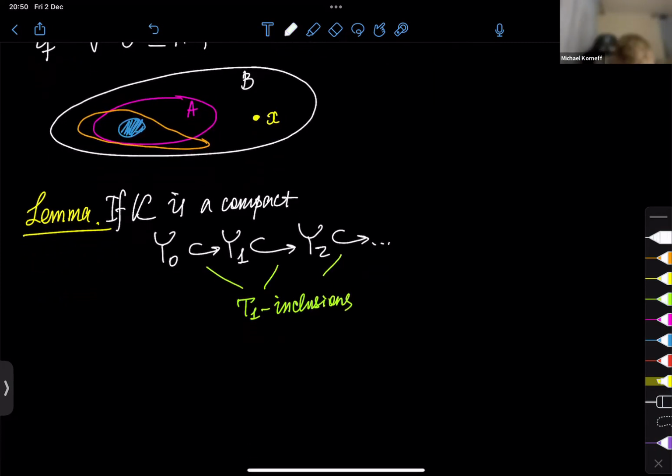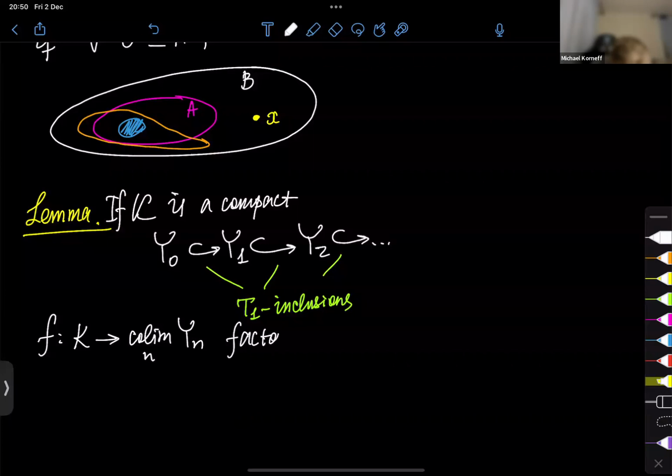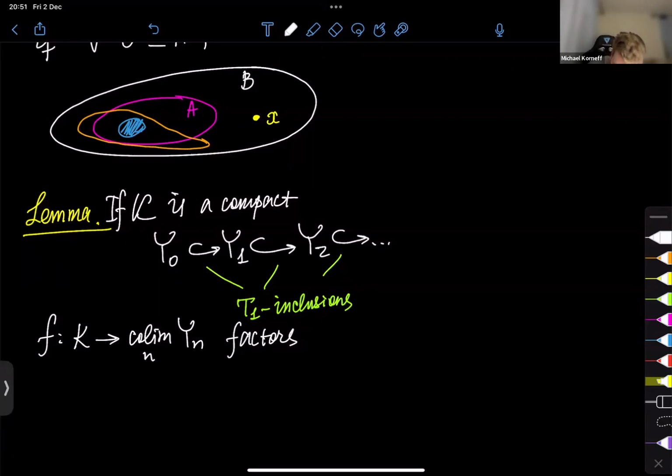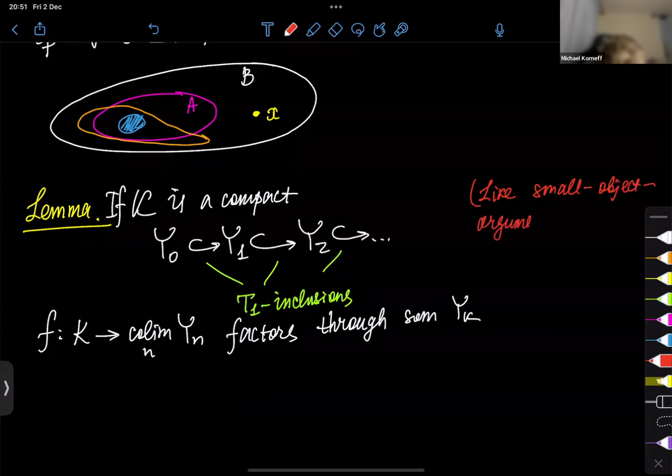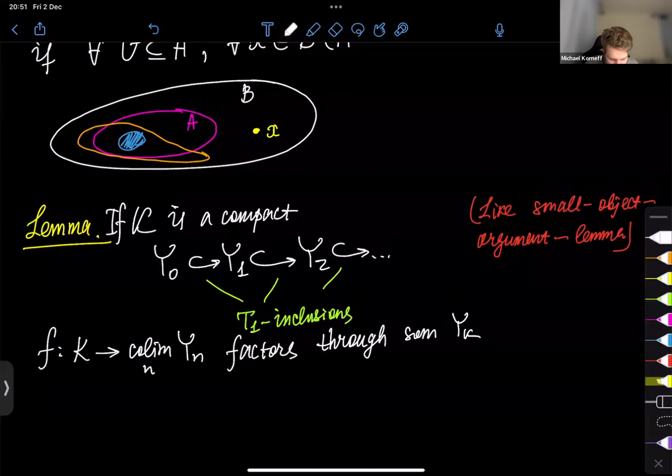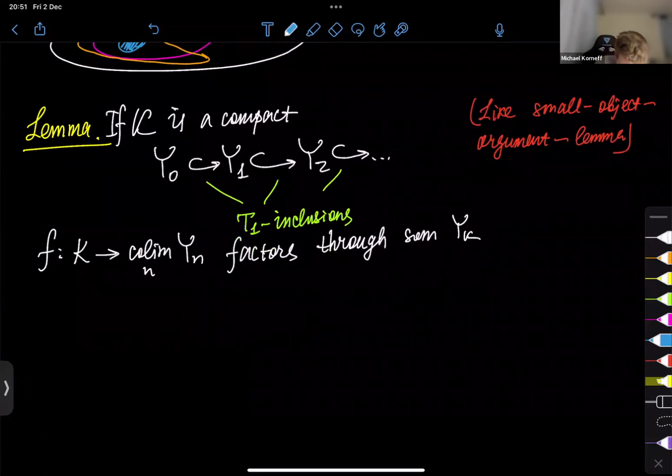Then any continuous map from K to the limit factors through some Y_k, also like the small object argument lemma. The proof is left as an exercise.